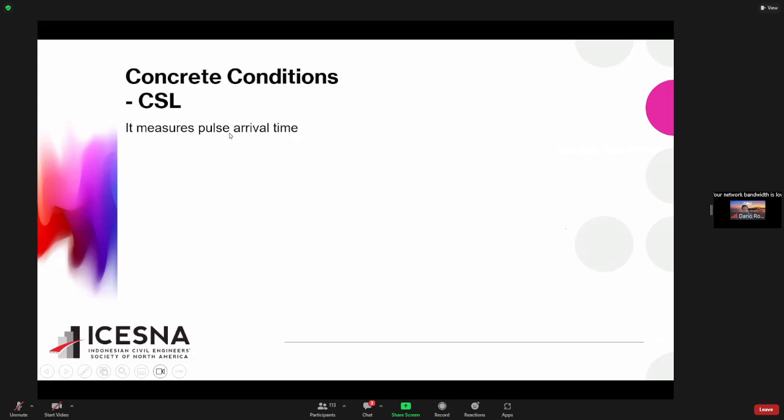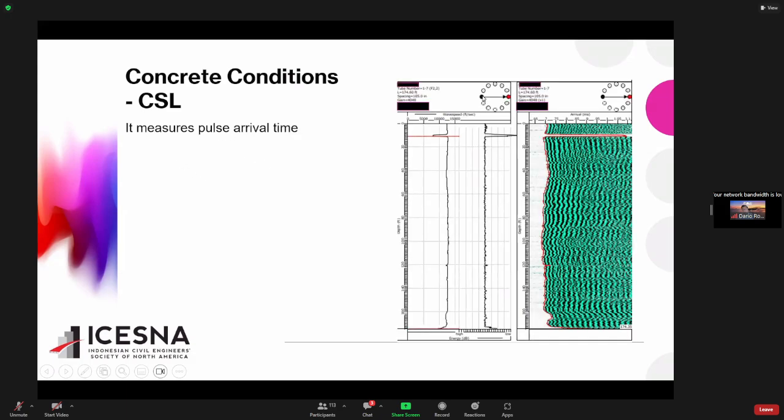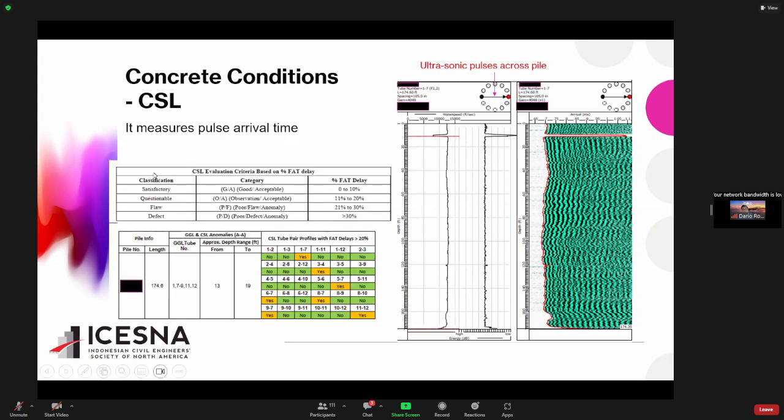CSL basically measures the pulse arrival time. You measure the arrival of an ultrasonic pulse from this point to this point, across the pile. If your arrival is very late, it means that you have a void. If you have a void, then your signal cannot go very fast. For example, this is the guideline that they give you: if your arrival time delay is between 0 and 10%, maybe you're good. But if it is more than 20%, then you may have a problem with your concrete.